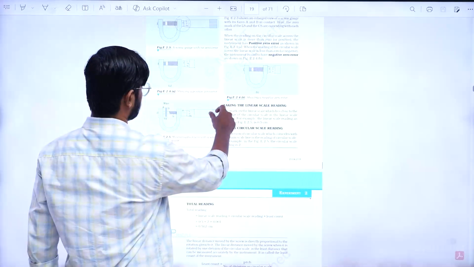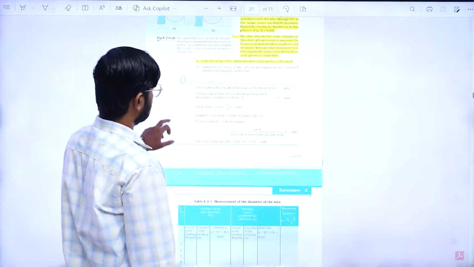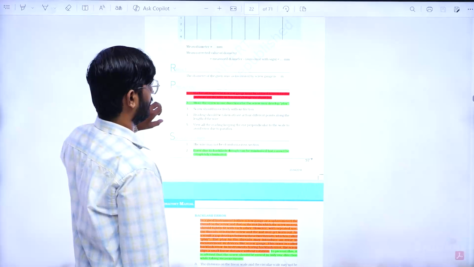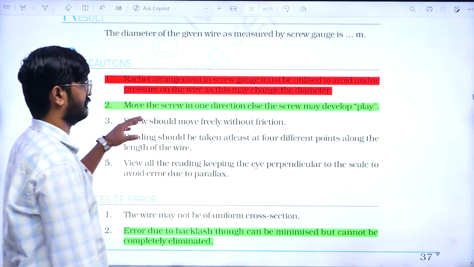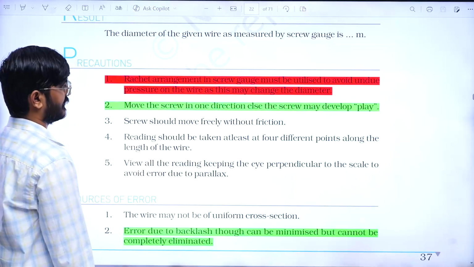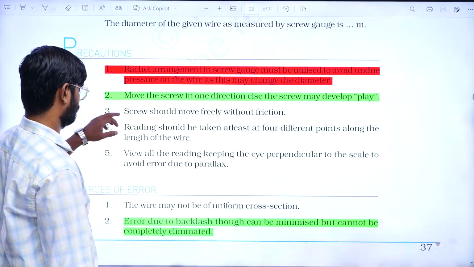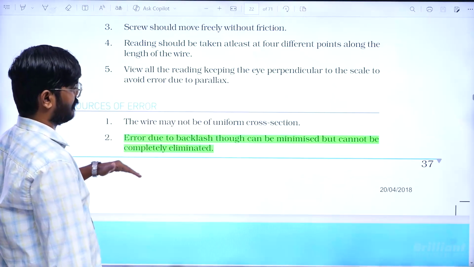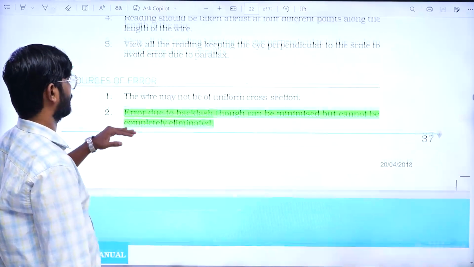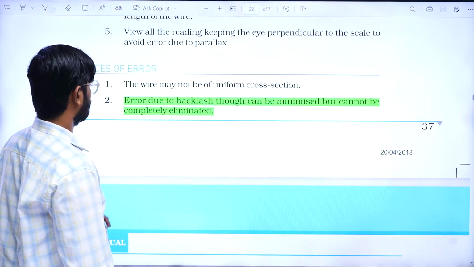You have to move it using this so that it applies even pressure, which helps us in reducing the error, or which doesn't change the diameter much. So move the screwdriver in one direction, else the screwdriver may develop play. We will see what that is later on. That play and backlash error are all similar things. Error due to backlash can be minimized but cannot be completely eliminated.